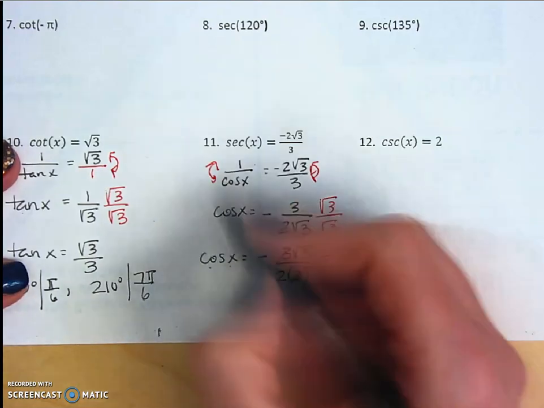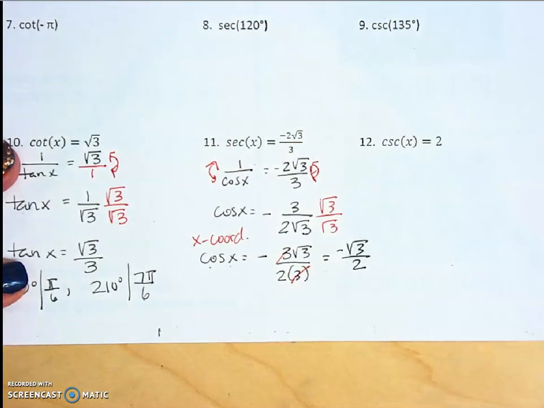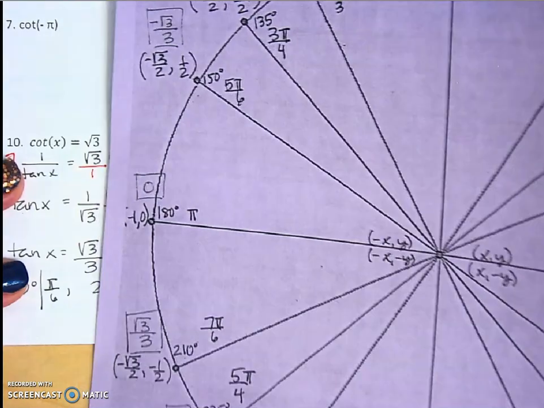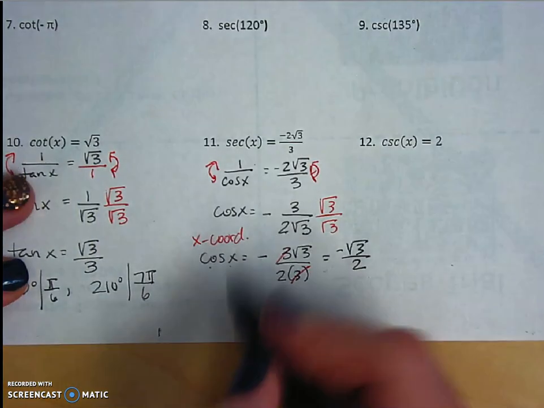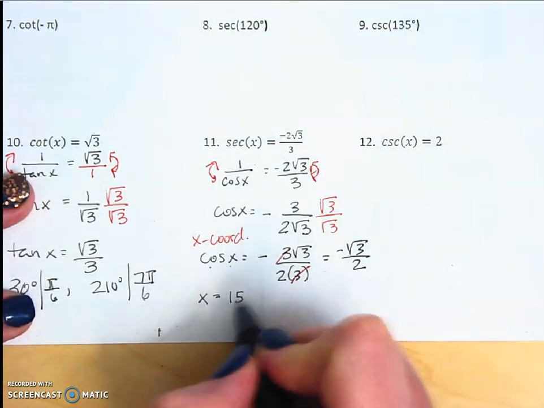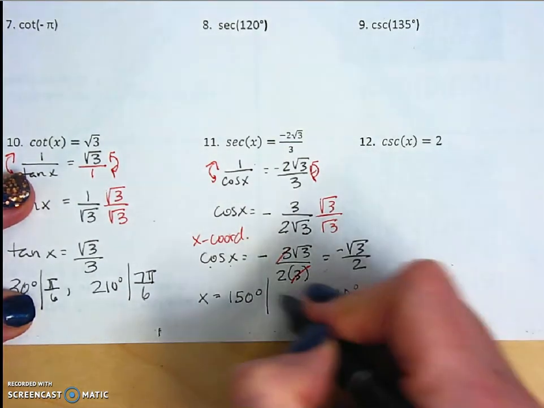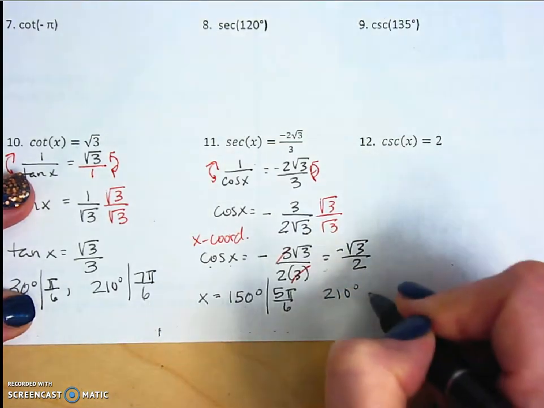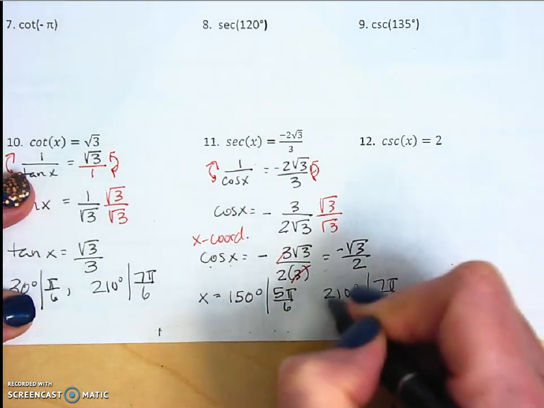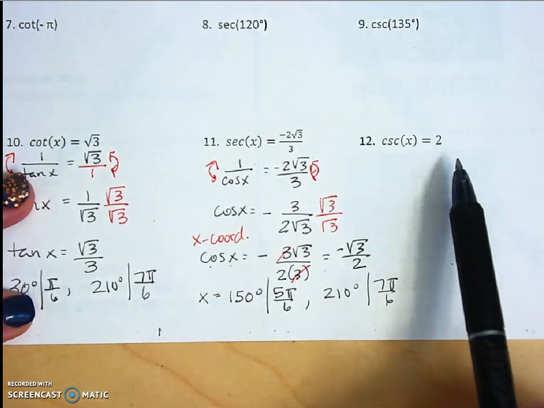Remember, cosine is your x coordinate. So look where on your unit circle you can find x coordinates of negative rad 3 over 2. Pause and check that out. And hopefully you found that to be 150 degrees and 210 degrees. In radians, 150 is 5 pi over 6, and 210 is 7 pi over 6. And then try 12 on your own, and you can find that answer in your Google Classroom PDF.